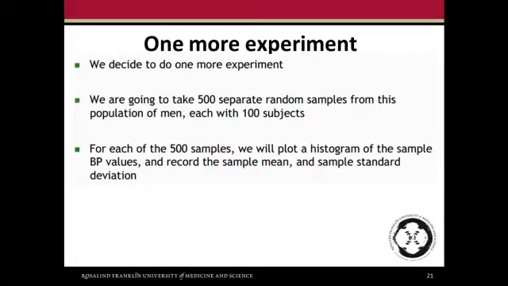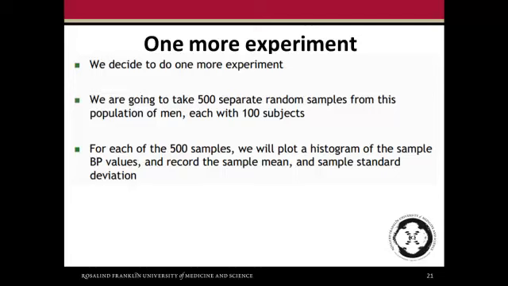And we're going to do this again. So now we're going to do these 500 separate random samples of men, and now each time a sample is going to have 100 individuals in it, and we're going to plot the same information a third time. And at this point, you should be able to think about what's going to happen to the overall estimate of the population mean and the standard error.